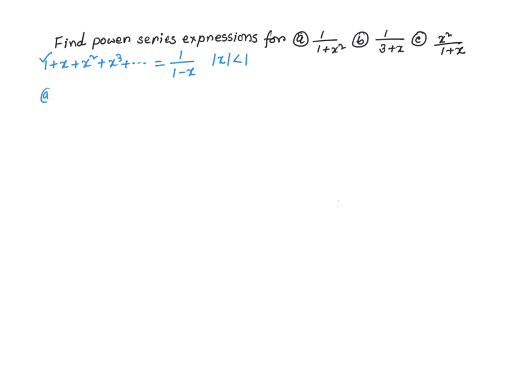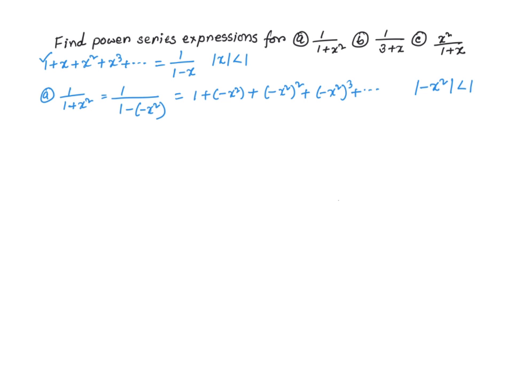1 over 1 plus x squared. I can rewrite it as 1 over 1 minus negative x squared, right? Which I could rewrite as 1 plus negative x squared plus negative x squared whole squared plus negative x squared whole cubed plus dot dot dot. Here the assumption is that absolute value of negative x squared is less than 1. That's the radius of convergence, or those are the values of x for which this function is going to converge.